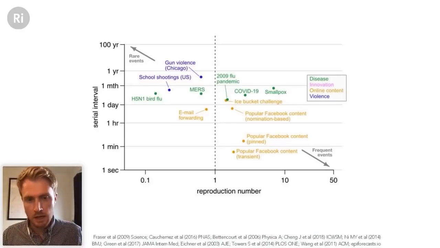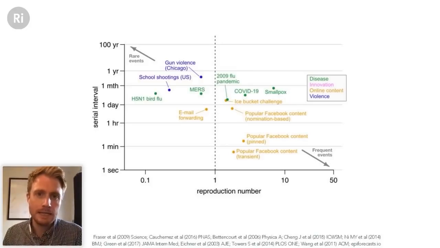And researchers have also looked at innovations and ideas taking off, particularly scientific ideas, because if you can look at research papers, you can trace the citation network and you can look at how these ideas spread and take off. And some of these have had very high reproduction numbers.